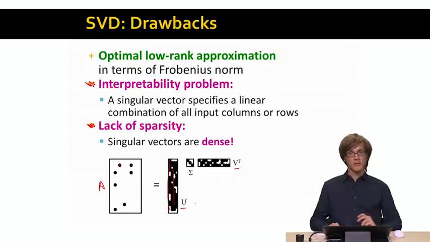So what we will do next is look at a method that is much easier and much faster to compute than the singular value decomposition, and also maintains the sparsity of rows and columns of U and V. And this is what we are going to look at next.